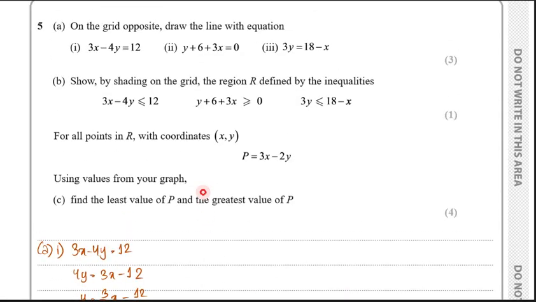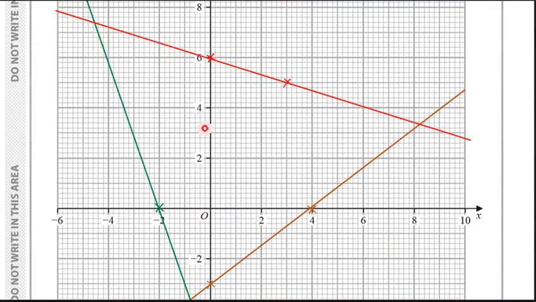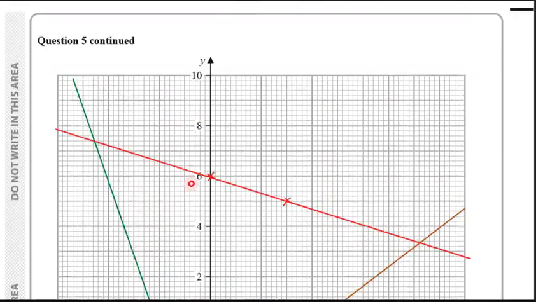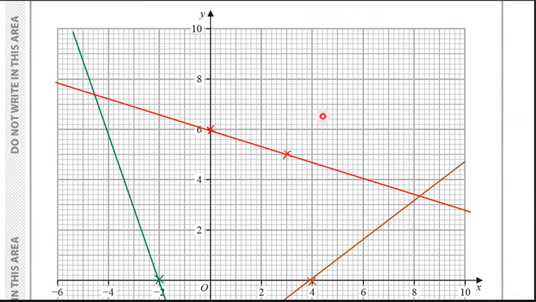Similarly, for y plus 3x plus 6, we have to use the greater than part, and there is the green line here. So the greater than part is this, the less than part is this, so we have to use this part. Similarly here as well, this part, and it's the less than sign here. 3y is less than or equal to 18 minus x, so we have to use this part here. So the shaded area would look somewhat like this.